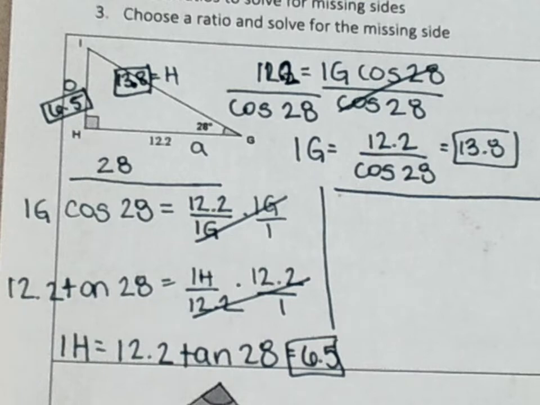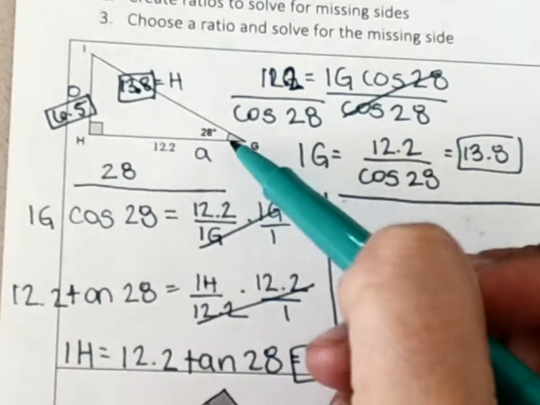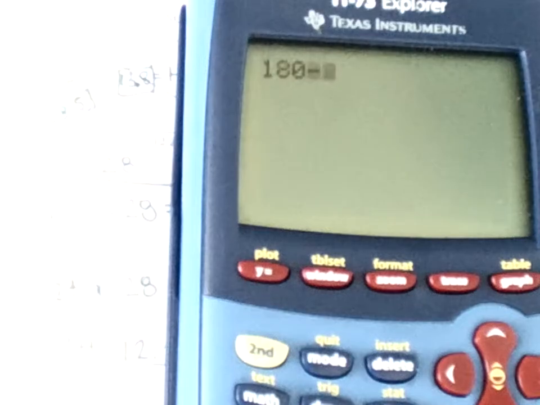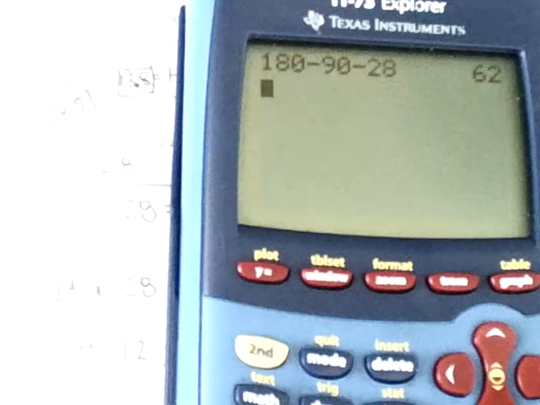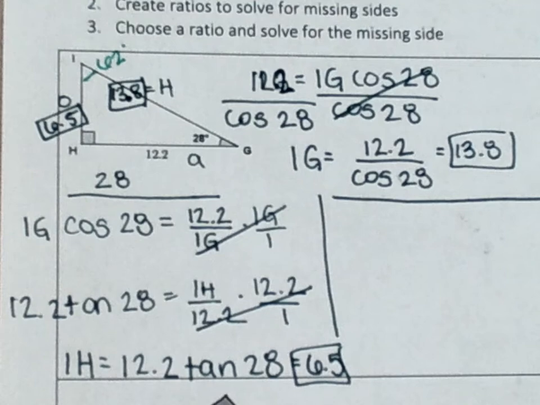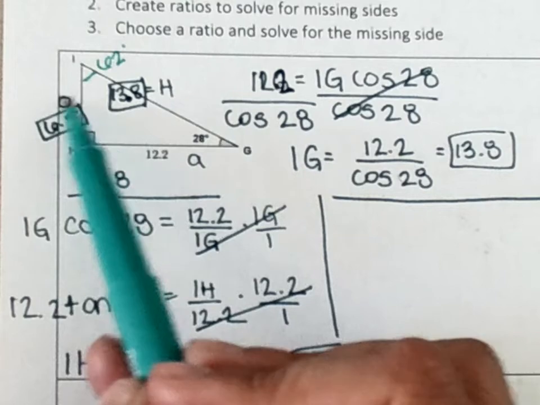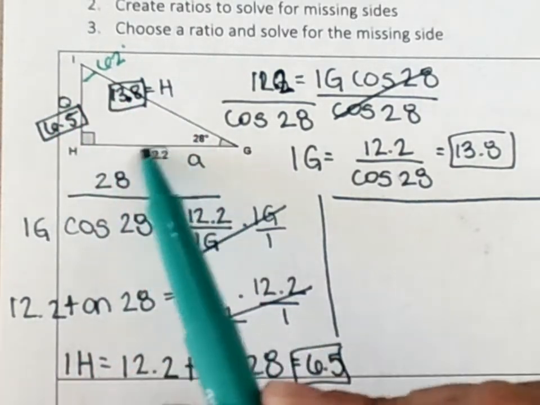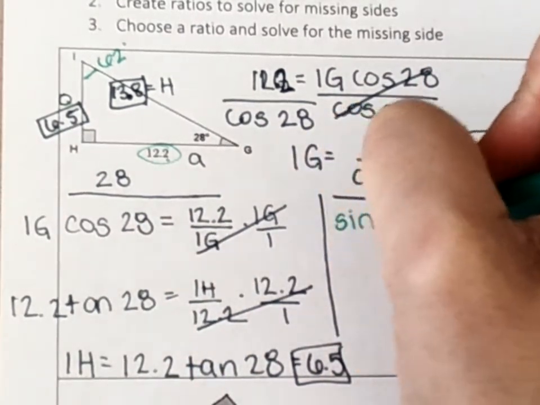So if we wanted to solve instead from the other acute angle, I, we would find that 180 minus 90 minus 28 gives us 62. So the other angle in this triangle is 62 degrees. Let's see if we get the same numbers using this angle. We're going to pretend that we don't have the short leg and the hypotenuse, so we're finding them again. Right now all we have is 12.2. That means we could do sine of 62.